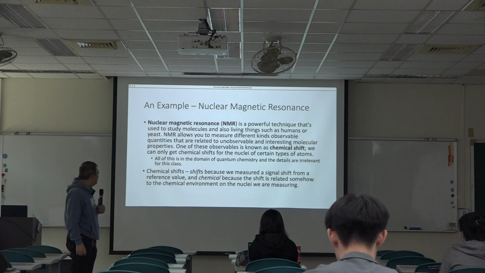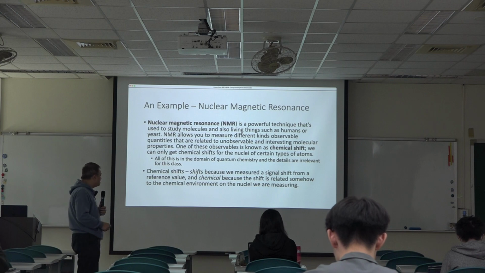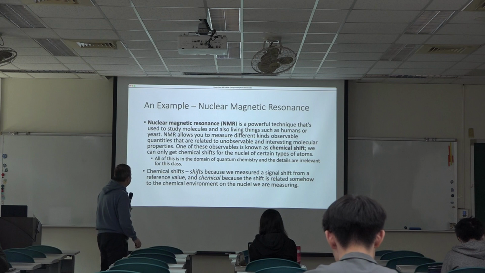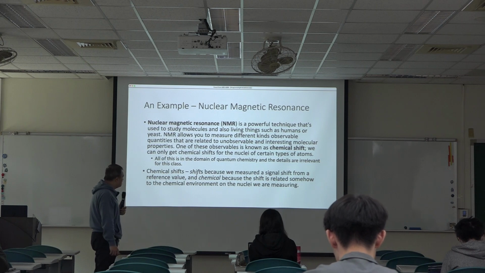Okay, so NMR allows you to measure different kinds of observable quantities that are related to unobservable and interesting molecular properties. Okay, so one of these observables is known as chemical shift. Okay, so we can get the chemical shift for the nuclei of certain types of atoms. Okay, and all of this is in the domain of quantum chemistry.